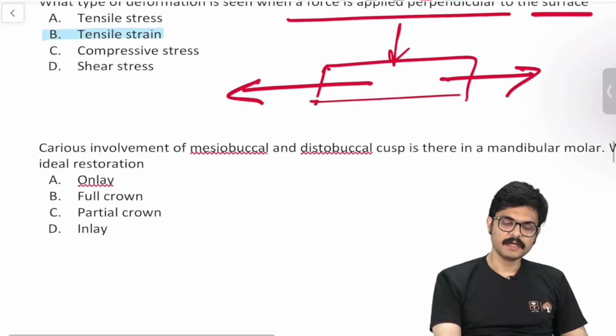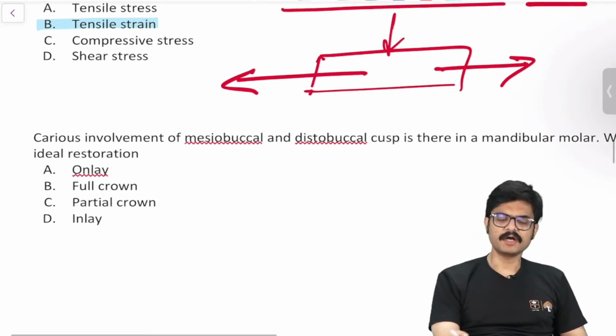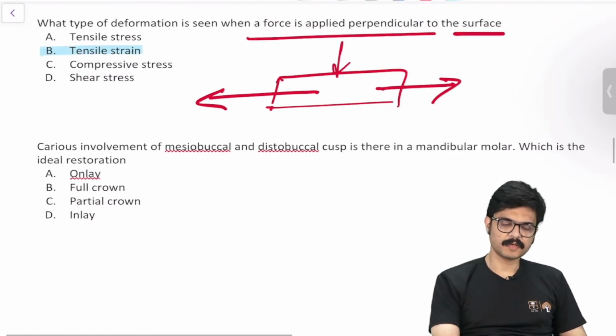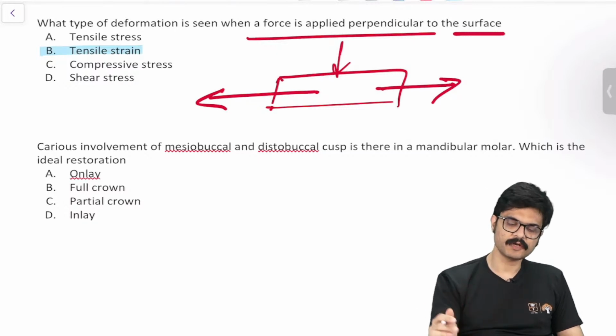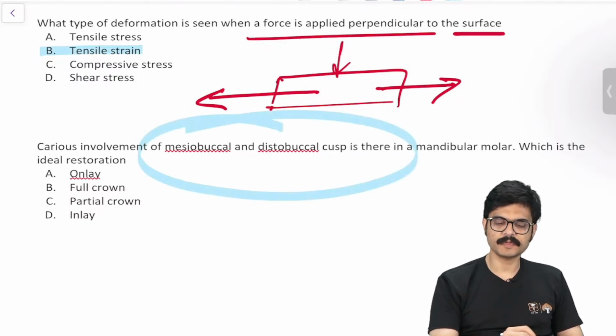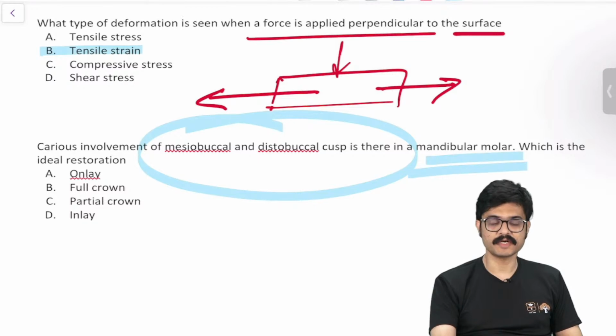Simple enough. Now, this is a tough question here. Not a tough question, simple, commonsensical question. There is carious involvement. No image was shown, simple theory. Carious involvement of mesiobuccal and distobuccal cusp is there in a mandibular molar. What is the ideal restoration?